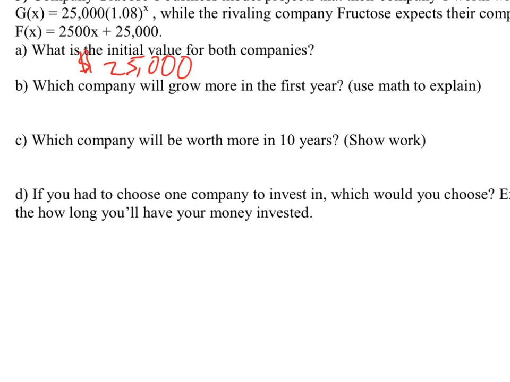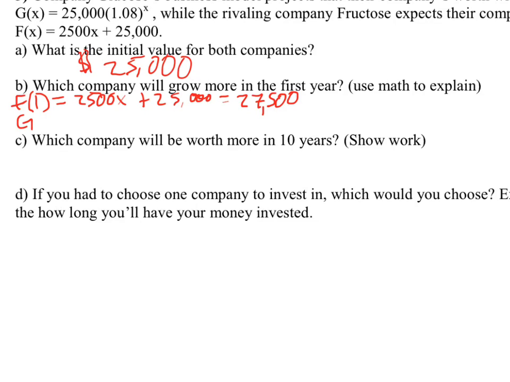Well, you just plug in X. It's like f of 1 would be 2500x plus 25,000, which would give you 27,500 in the first year.